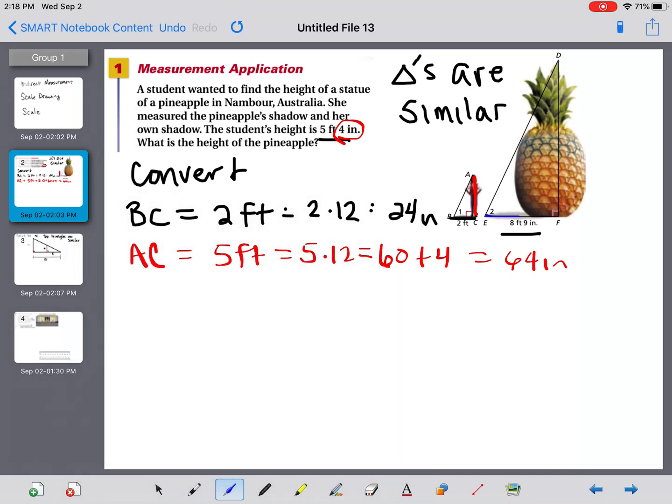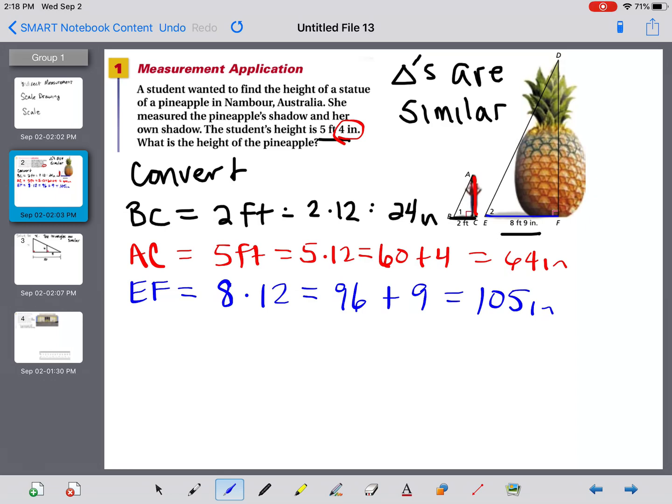And our third conversion is EF, the base of that triangle. That'd be 8 feet 9 inches, so we're going to have to take our 8 feet, or 12 inches in a foot, so 8 times 12. That would give us 96. And then we've got to add the 9 inches for a total of 105 inches.